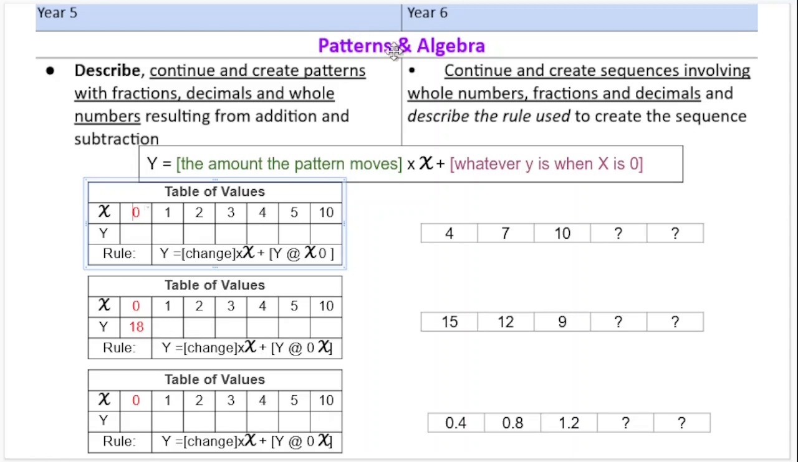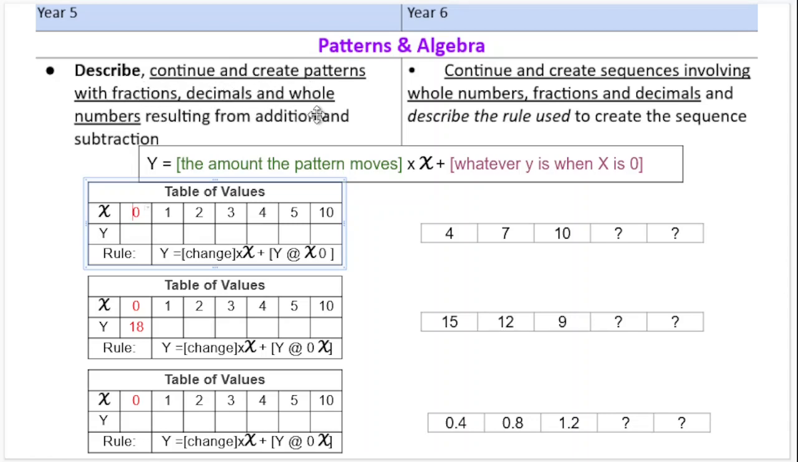We have the patterns in algebra, the first indicator for stage 3, year 5 and year 6, which is what stage 3 is, and very similar. You need to be able to describe the rule. Can you continue and create patterns with fractions, decimals and whole numbers?